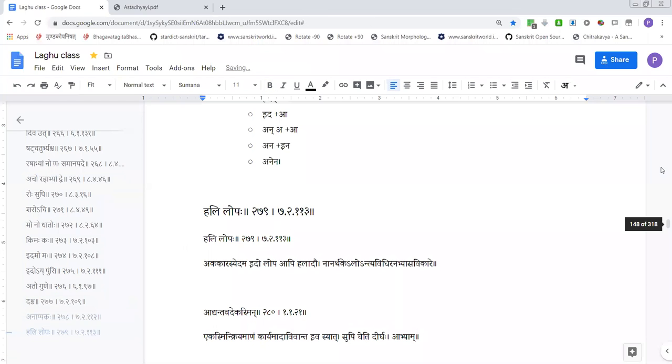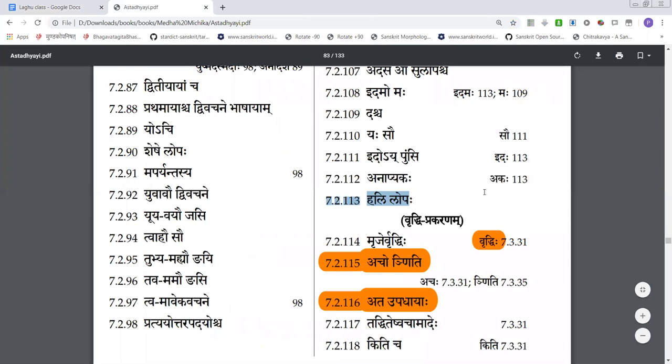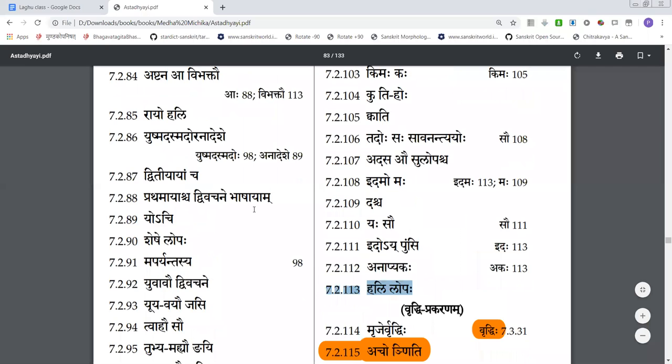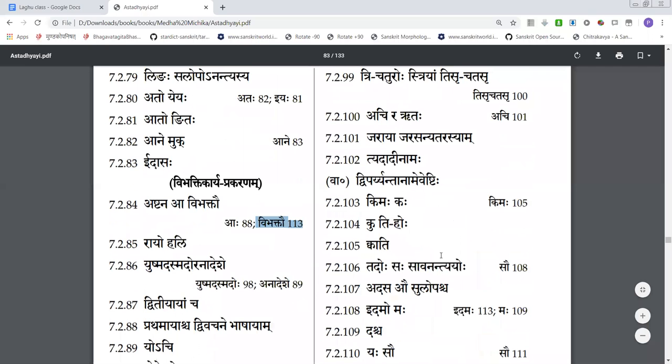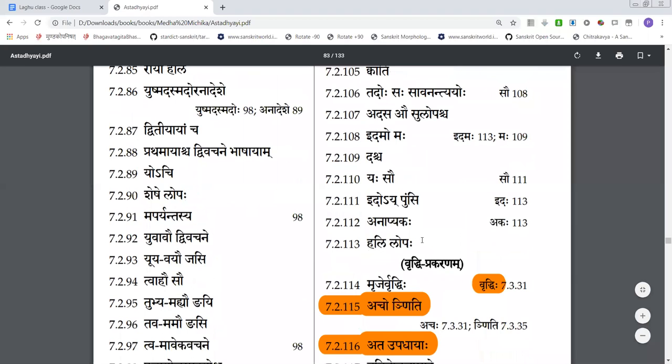Halilopaha. So halilopa, hali means haladi. Pratyay pare, lopaha is the adesha. What is the anuvritti? 7 to 113. 7 to 113, halilopaha, akaha, idaha, idamaha. Akakarasya idamaha, idaha. Hali means haladi pratyay pare, haladi vibhakta upare. Vibhakti is also there, vibhakta upare. We have vibhakti from here. It goes till 113, which is our sutra. 113 is our sutra here. Last sutra in this set.